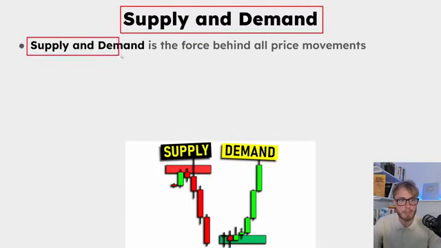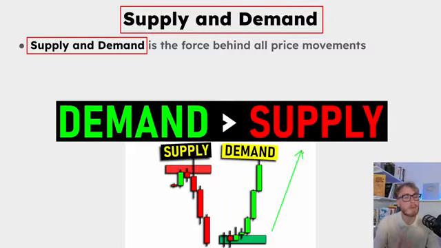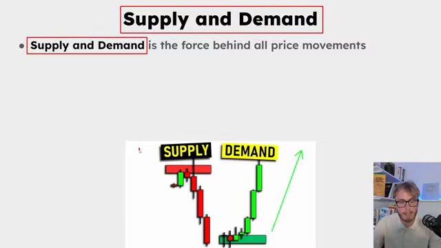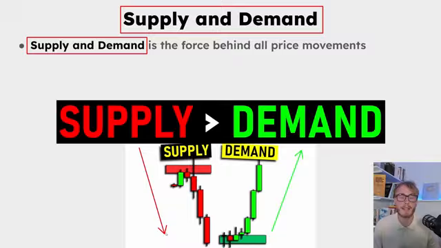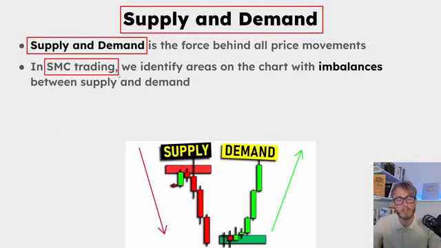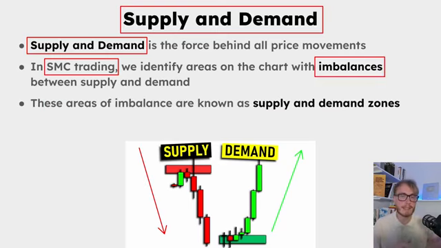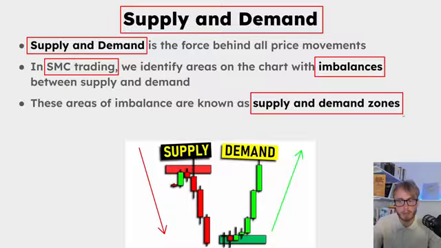So in simple terms, supply and demand is the force behind all price movements. In order for the price to go up, we need to have more demand than supply. And in order for the price to go down, we need to have more supply than demand. In smart money concepts trading, we identify areas on the chart where we see imbalances between the supply and demand. And these areas of imbalance are known as supply and demand zones.